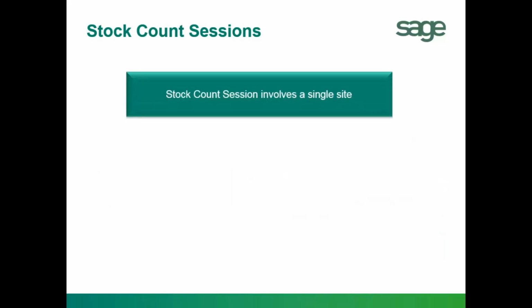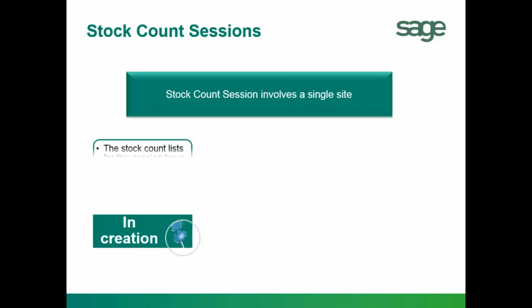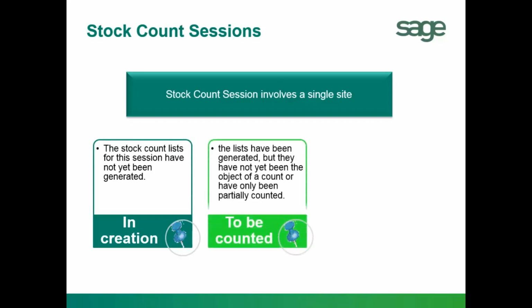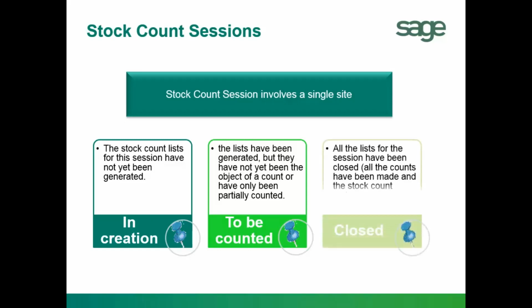Now a stock count session involves a single site and can have one of the following statuses. In creation. This means the stock count list for the session has not been generated. To be counted. The stock count lists have been generated, but they have not yet been the object of a count or only have been partially counted. And closed. All the stock count lists for the session have been closed. This occurs when all the counts have been made and the stock count variance movements have been posted.